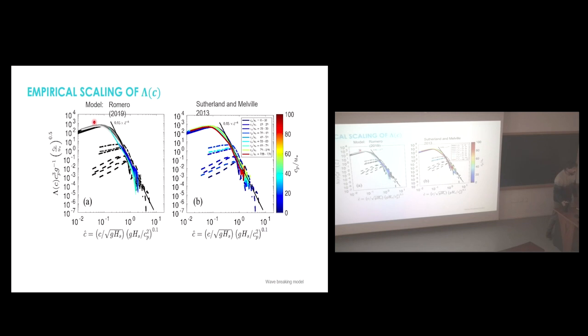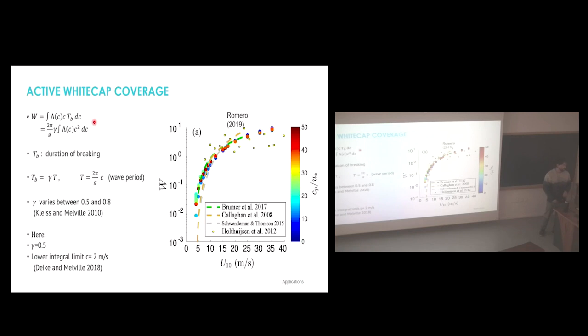Now, one of the advantages is that we have Lambda of c. We can then compute different moments. We can estimate different breaking parameters, for example, the whitecap coverage as a function of wind speed. You have few tuning knobs, like the duration of breaking. We assume that is proportional to the period of the waves themselves with a proportional factor. And so here's the whitecap coverage as a function of wind speed compared with observations, including Adrian's data, Sophia Brumer, and two other studies.